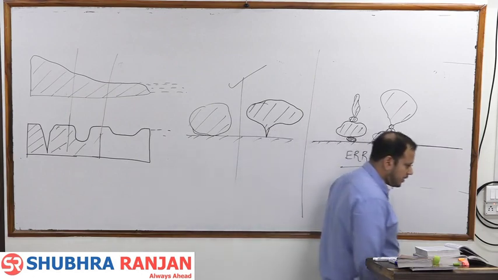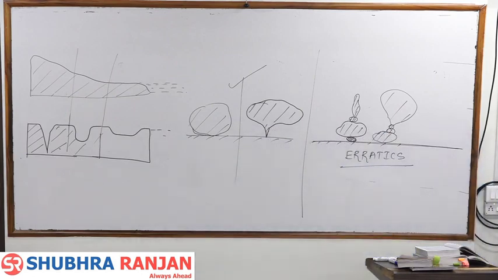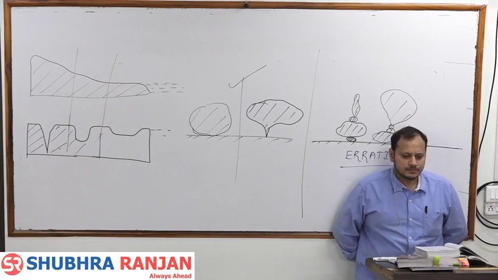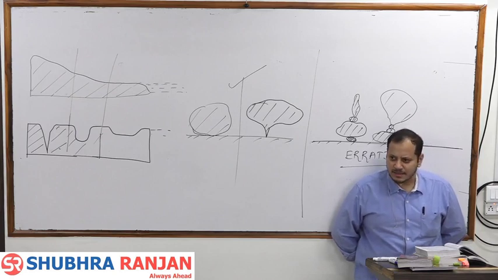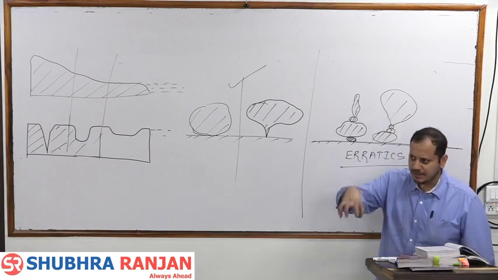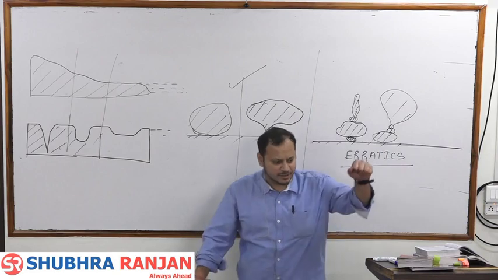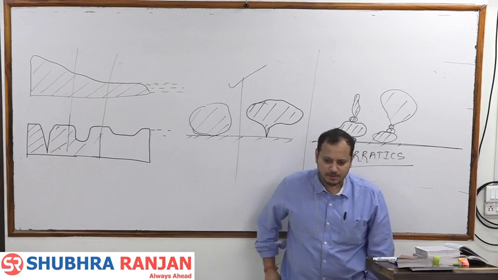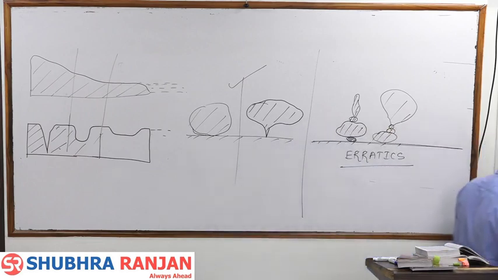The processes operate with varying intensity because... Why is the intensity different? The strength of the processes is different because the structure is different. You cannot erode this, but you can easily erode this because it is a soft rock. So processes operate with varying intensity because lithology or rock structure changes.